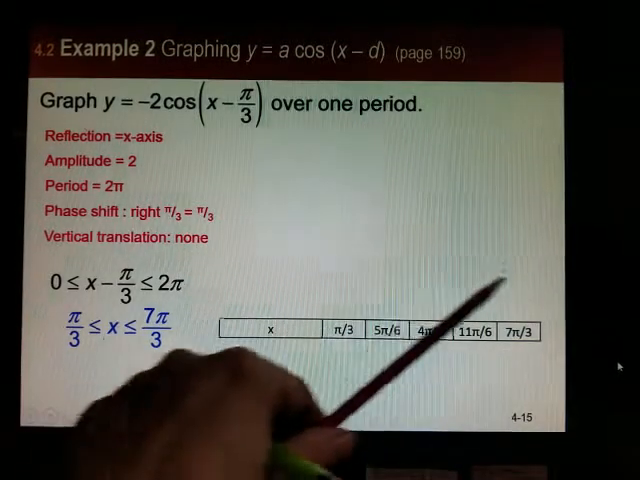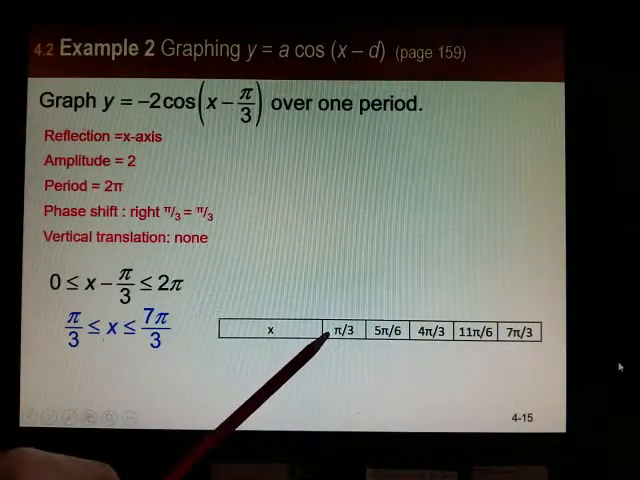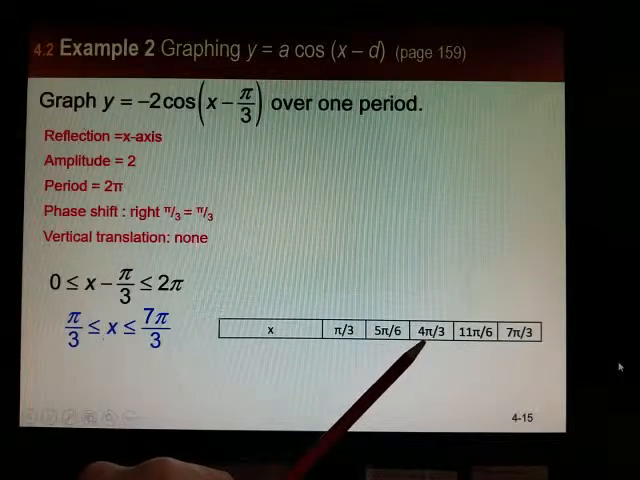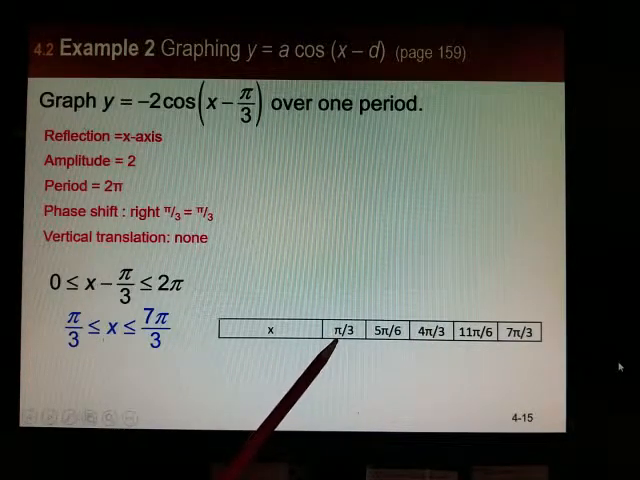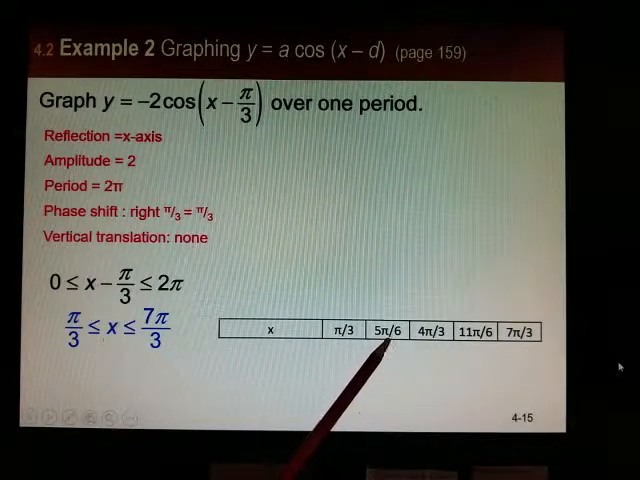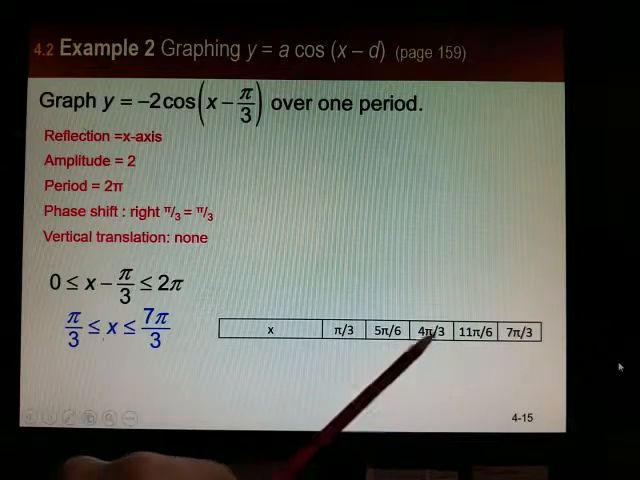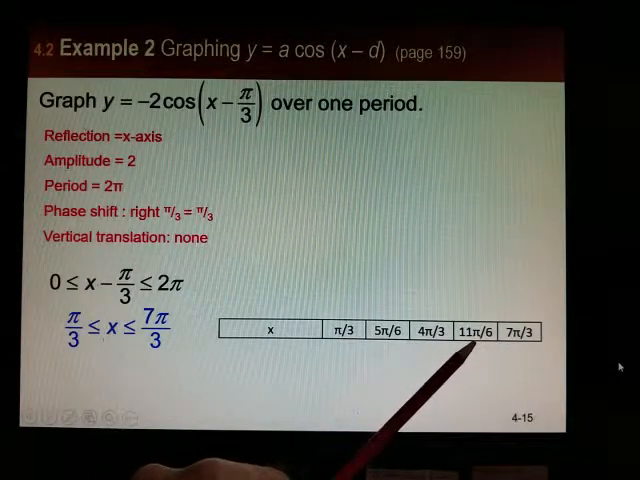Now I want the average. I want the midpoint between those two. Adding those two together gives me 8/3. Half of 8 is 4, so there's 4 pi thirds. Add these two. That's 5 pi thirds. But I want a half of 5 pi thirds. A half of 5/3, that's 5/6. Add those two. That's 11 pi thirds. So a half of 11 pi thirds would be 11 pi sixths.